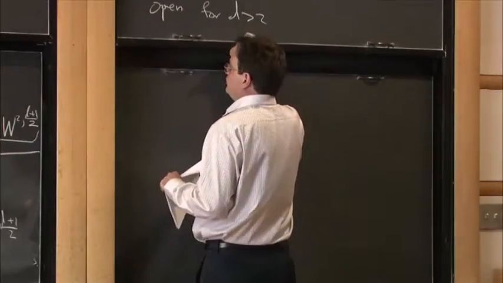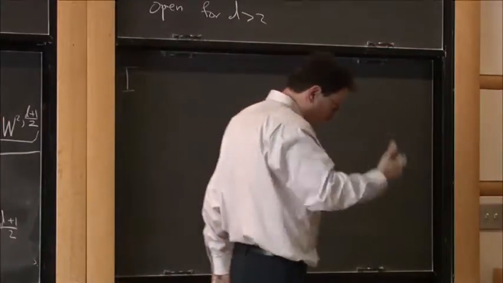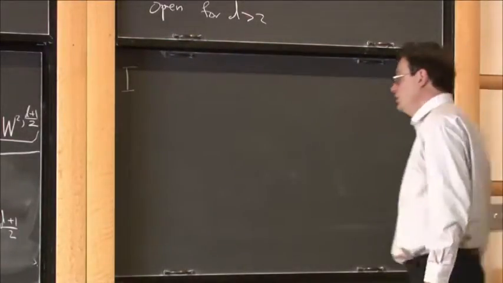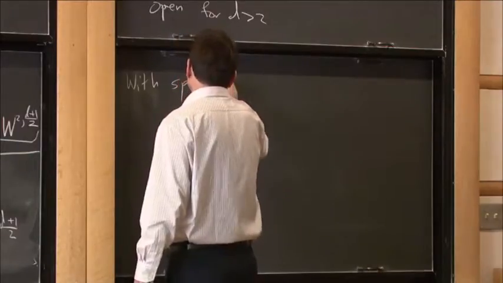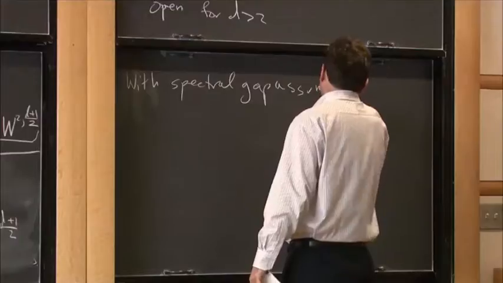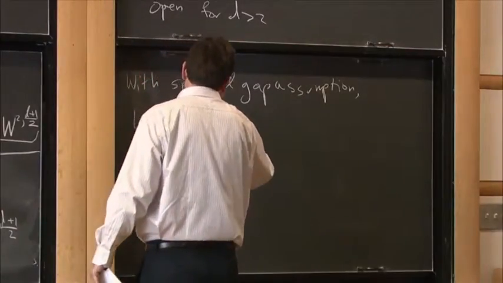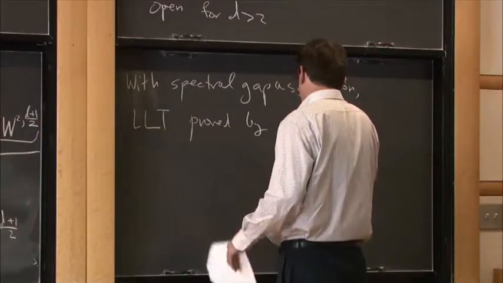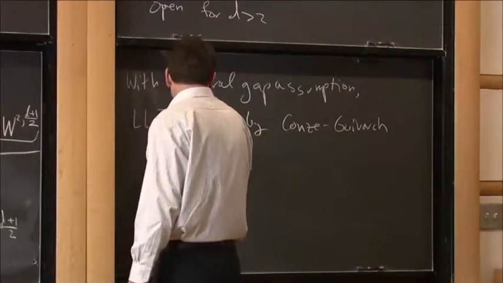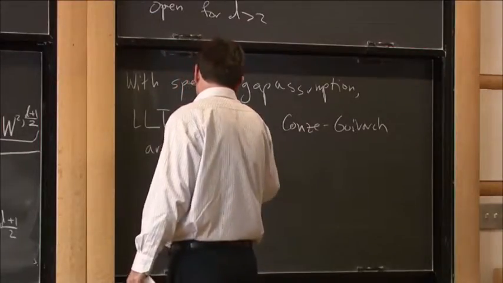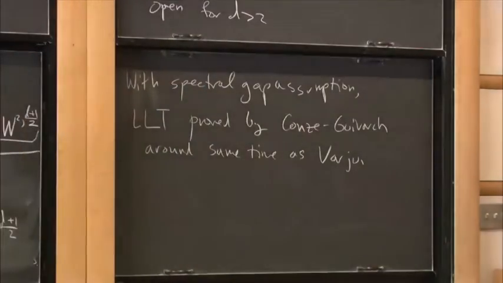What I should also say is that independently of Varju, and I think actually posted before Varju posted his work, with the spectral gap assumption, but not in a quantitative way, the local limit theorem was proved by Kashdan and Givarsh, around the same time as Varju proved his theorem, posted a bit earlier. So this was somehow open for whatever, 40, 50 years.